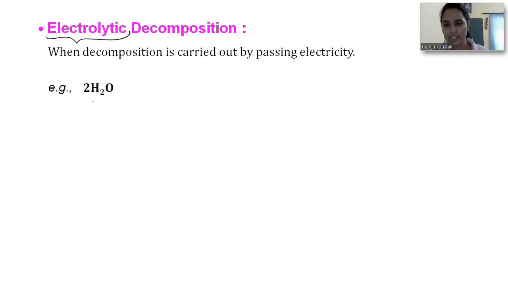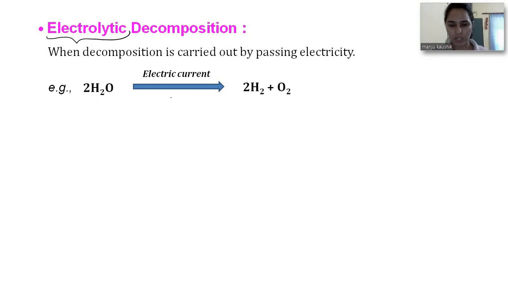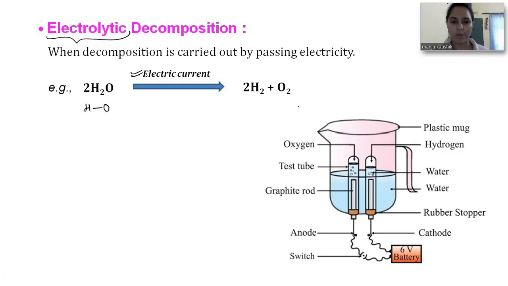This is water, H2O. When we pass electricity through H2O, it breaks down to form hydrogen gas and oxygen gas. In this particular reaction, the strong bonds between hydrogen and oxygen break down with the help of electric current, and hydrogen gas and oxygen gas are released. Students, let us understand this with the help of a diagram.